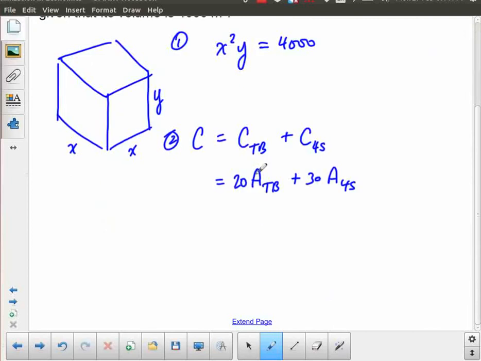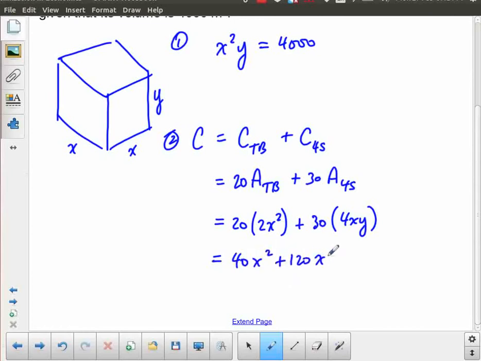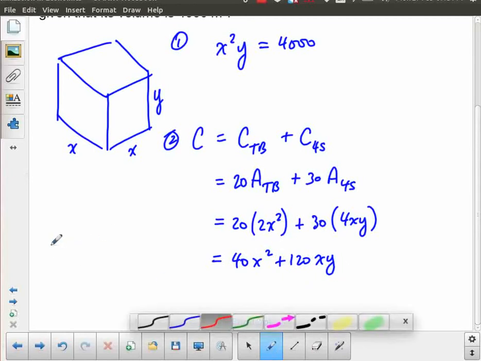Well, what can we say about those things? As you can see, I'm kind of chipping away at this problem. Well, each of the top and bottom has an area of x squared, but there are 2 of them, so that's 2x squared. Plus 30, and the area of the 4 sides, each side has an area of x times y, but there are 4 of those sides, so that becomes 4xy. And with a little bit of simplification, if I wanted to, that would become 40x squared plus 120xy.